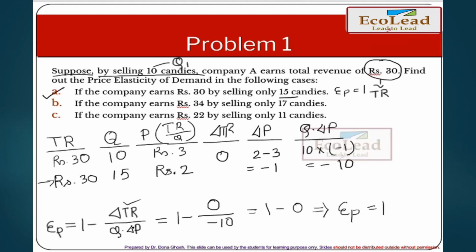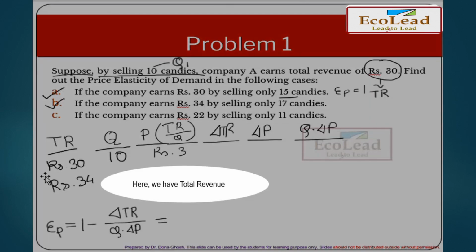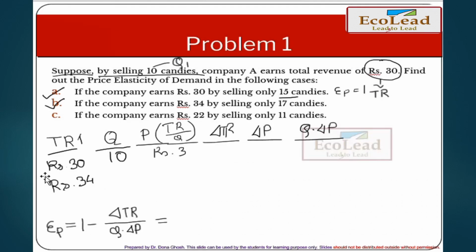Now we will check the same thing for the second question, that is question B. The initial situation remains the same: same total revenue rupees 30, same quantity 10, and the price of each candy is rupees 3. But here in question B, the company earned total revenue of rupees 34. That means total expenditure has increased. What is the change in total revenue? That is 34 minus 30. So the total revenue has changed by 4 rupees.